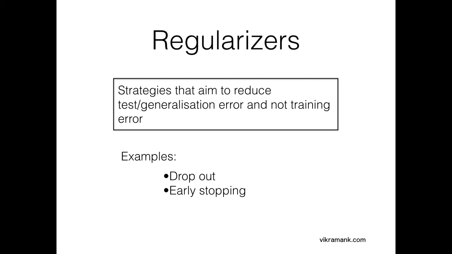Another important component of a model is called regularization. These regularization techniques aim to reduce the test or generalization error and not the training error. These strategies are really important because they improve a model's performance on real world examples, unseen examples. Some of the examples include dropout and early stopping. We'll discuss these strategies in detail later.